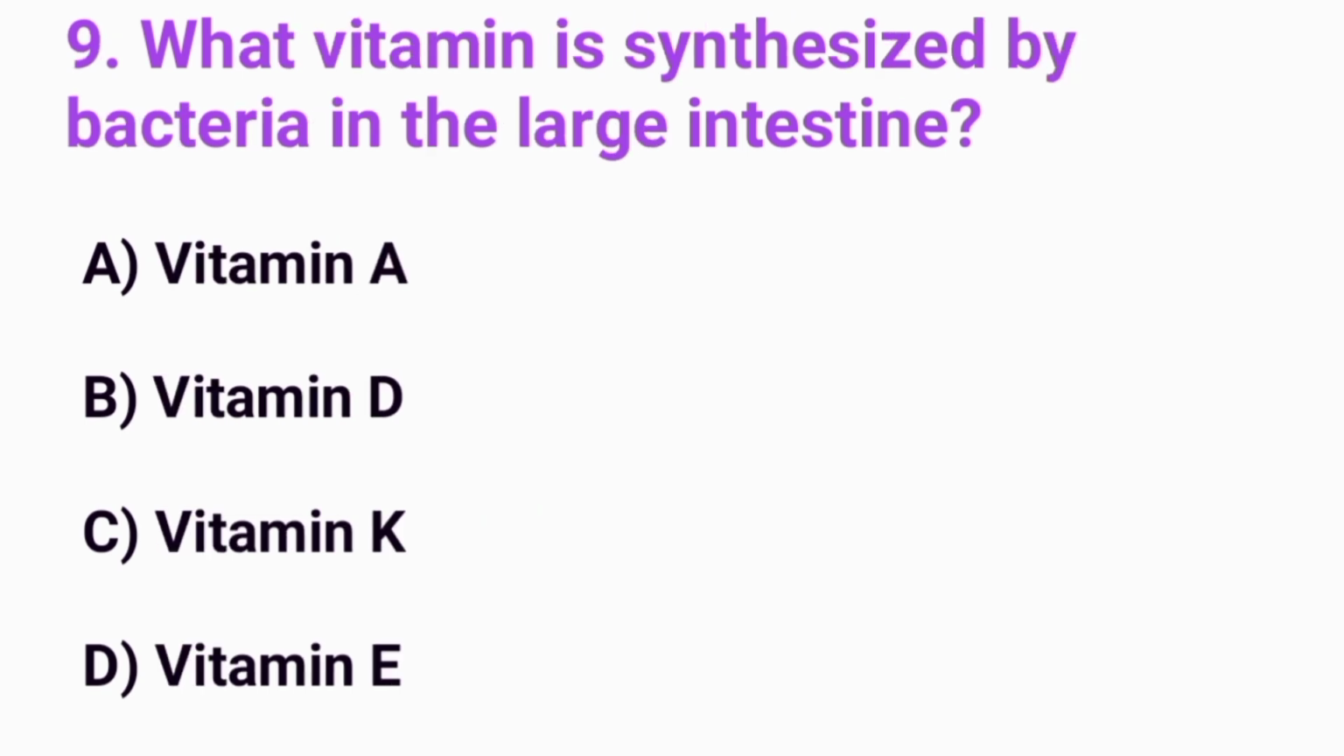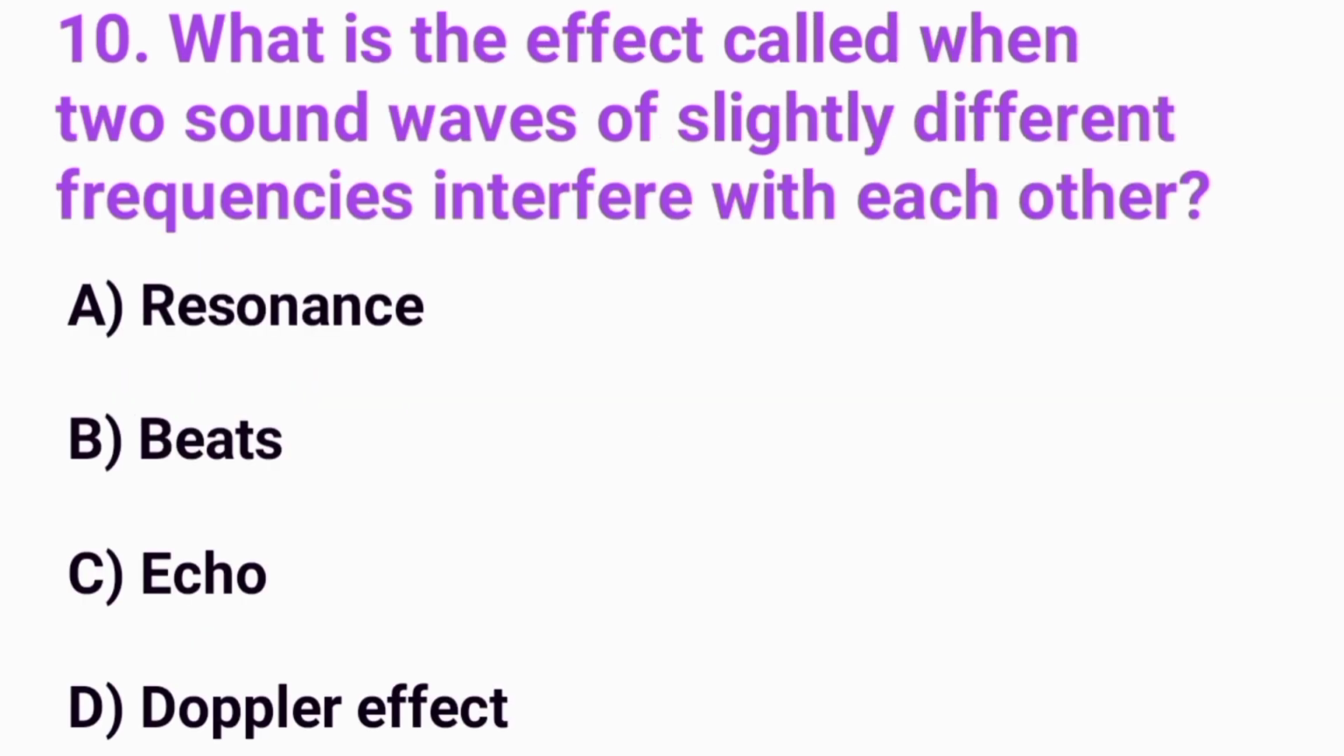Question number 9. What vitamin is synthesized by bacteria in the large intestine? The right answer is option C. Vitamin K. Question number 10. What is the effect called when two sound waves of slightly different frequencies interfere with each other? The right answer is option B. Beats.